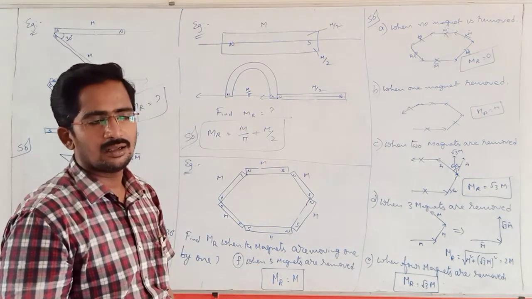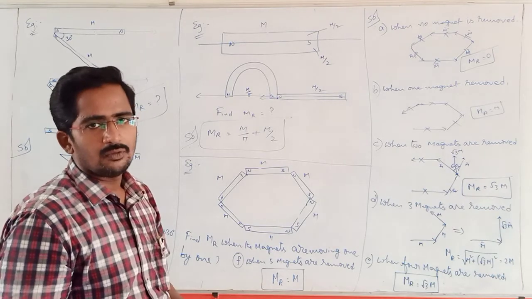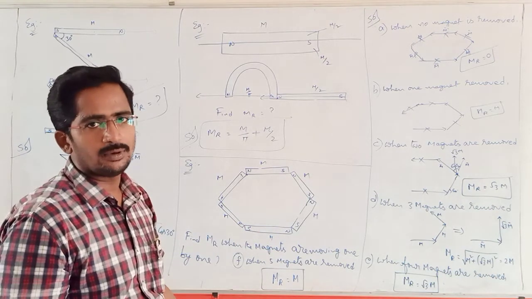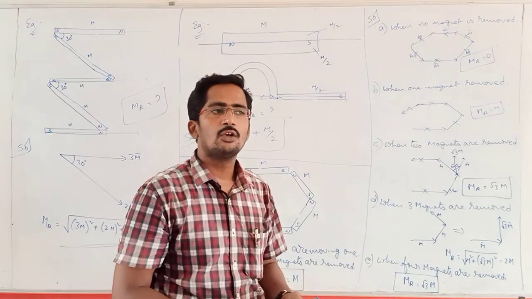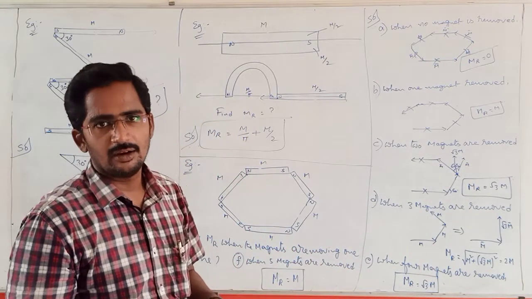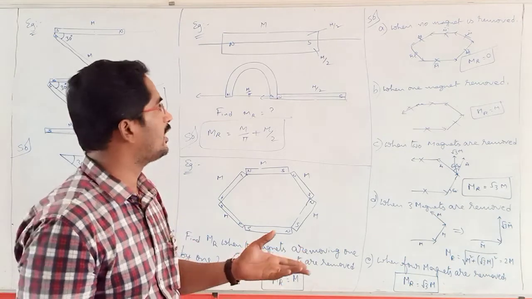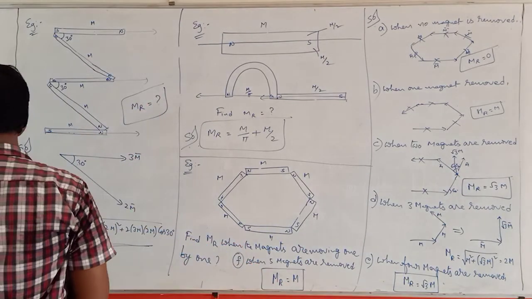So with that, we have completely discussed magnet problems, and the next topic we are going to discuss is Coulomb's inverse square law. Okay, what next? Coulomb's inverse square law we will discuss in the next hour.